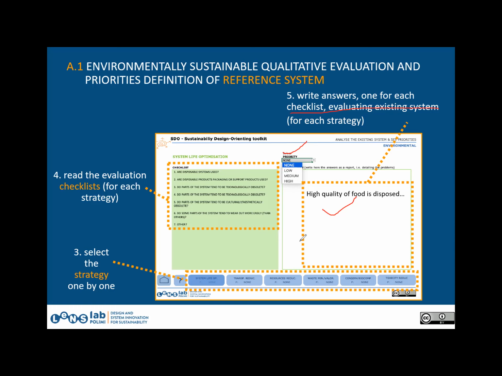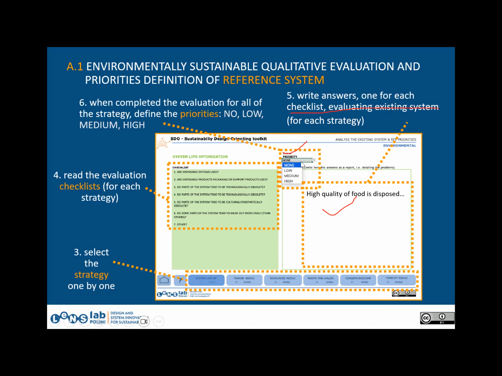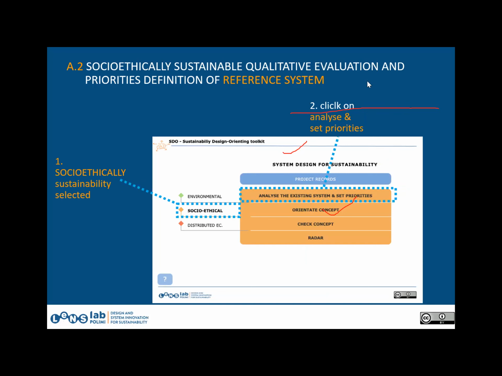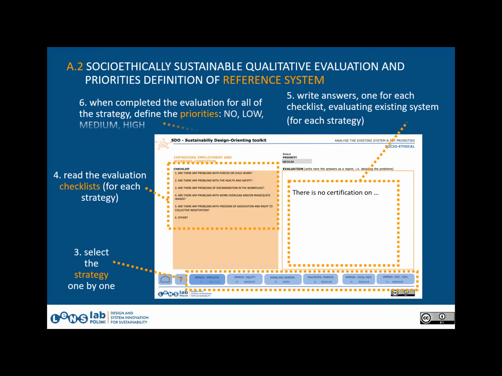And then you come to the next slide. So the next part, sorry. Then we come to the socio-ethical part. Again, we do the same thing. We go and analyze and set priorities. And then again, we select the strategies and then we read the checklist and enter all our answers for each one. And then we enter a priority matrix again.